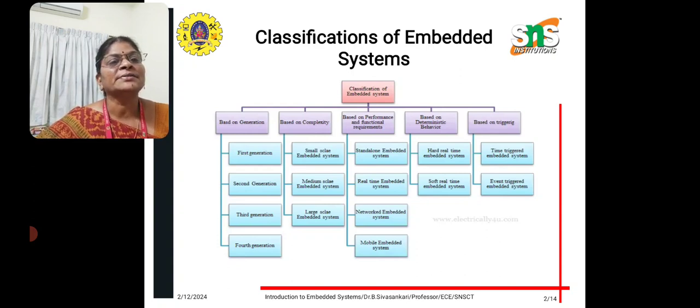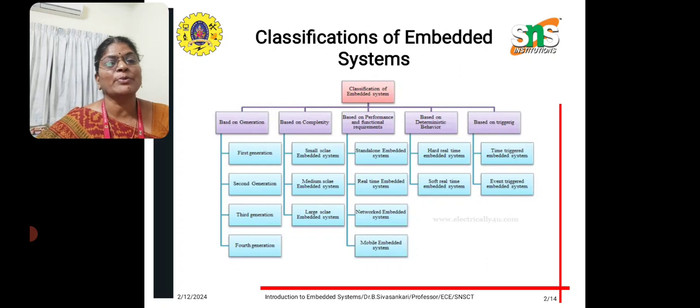One is real-time embedded systems, networked embedded systems, mobile embedded systems and standalone embedded systems. And the fourth one is based on deterministic behavior. Only 2 types here: hard real-time embedded systems and soft real-time embedded systems. Then based on triggering is of 2 types: one is time triggered embedded systems and another one is event triggered embedded systems, right? These are the basic classifications of embedded systems.